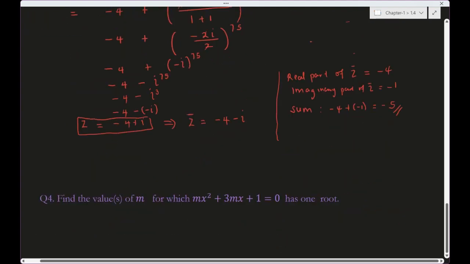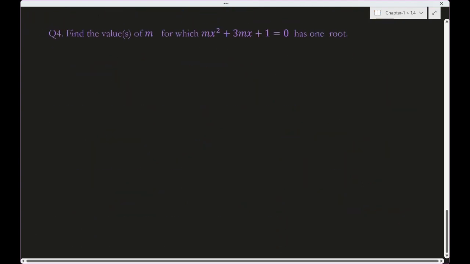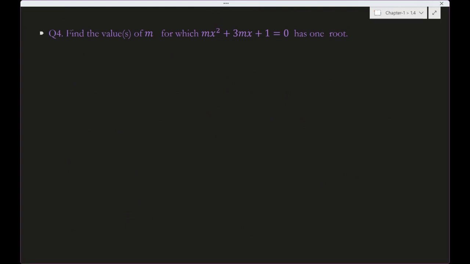Okay, so we go to the final question, question number 4. Question number 4 says, find the values of m for which this quadratic equation has one root. So one root, one solution, so the roots are the same. For this, the discriminant we know has to be 0. So first of all, you take your a, which is the coefficient of x squared, is m. b is 3m, the coefficient of x. And c, the constant term, is just going to be 1.